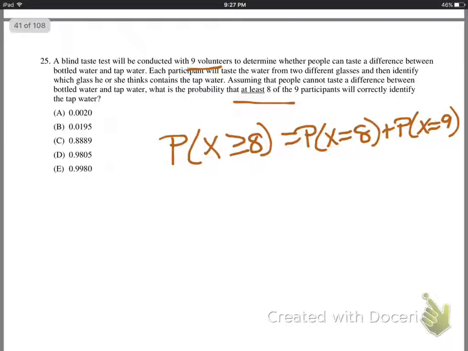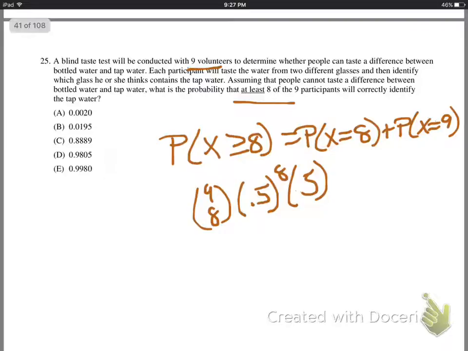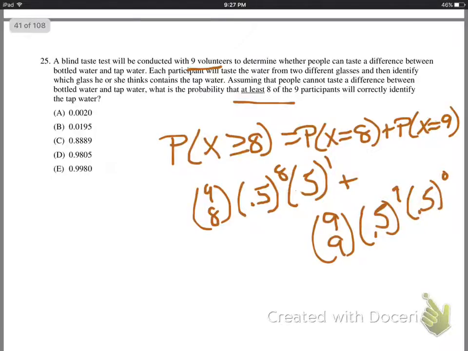All right? Now, the probability that X is equal to 8 is going to be 9 choose 8. Okay, so we get 0.5, because remember it's a 50-50 chance that you get it correct, and then there's a 50% chance that you get it wrong. And so 9 minus 8 is 1. So this is 0.5^8 plus, and then I'm going to get 9 choose 9, which is 0.5^9 times 0.5^0.